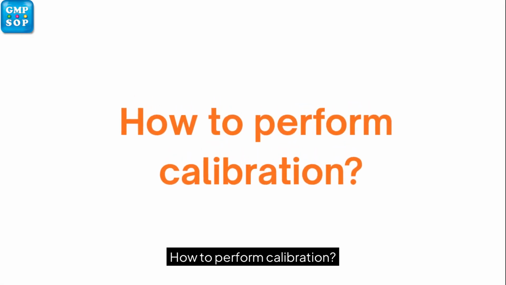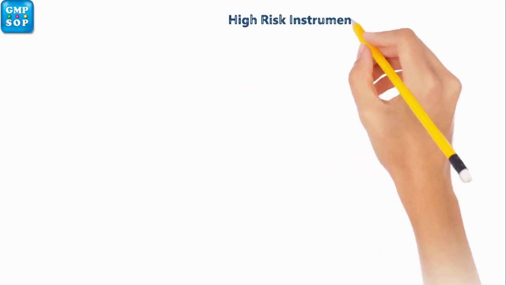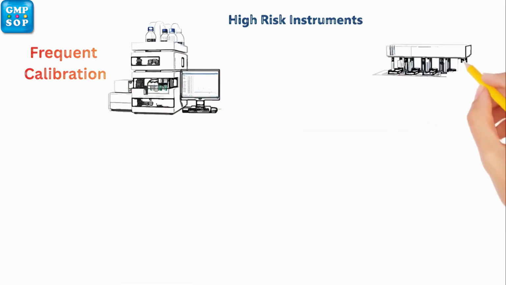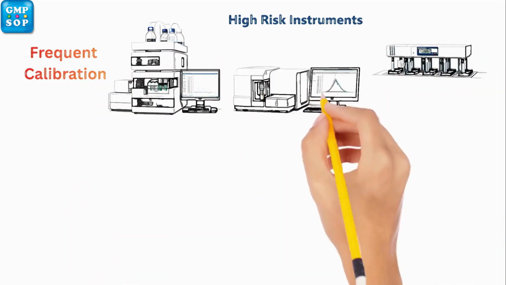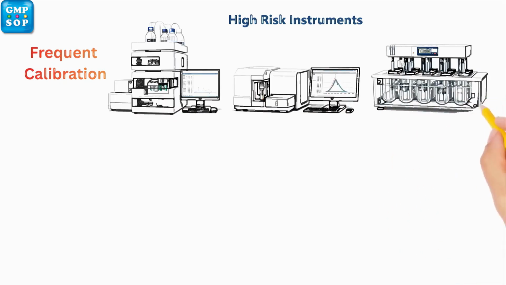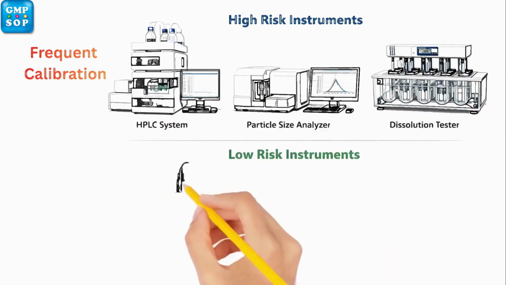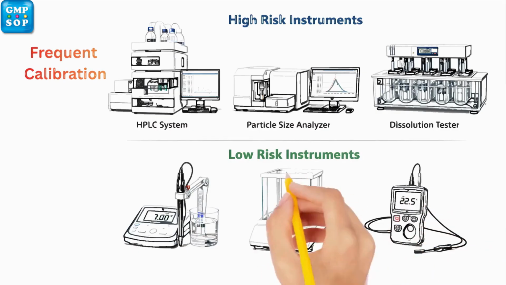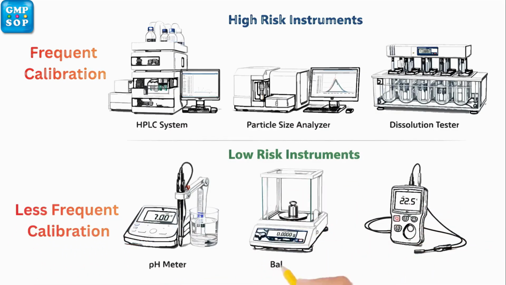How to perform calibration? First, we identify critical instruments. The performance of these instruments directly affects product quality. For example, HPLC and dissolution testers are high-risk instruments. On the other hand, precision balances, pH meters, and data loggers are low risk.